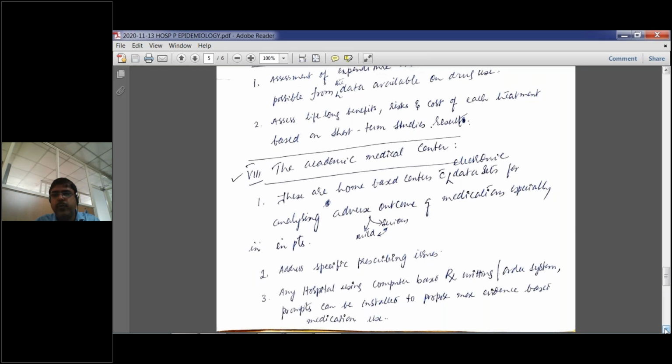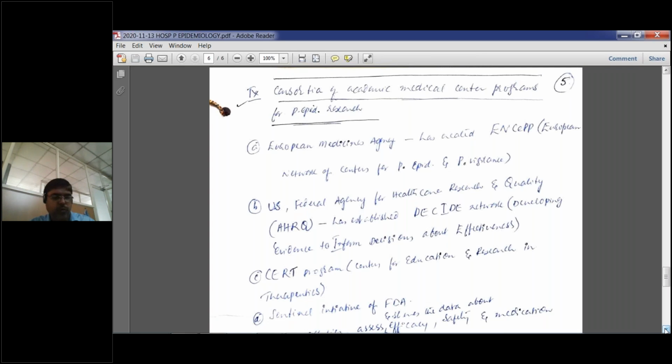The next approach where pharmacoepidemiology comes into use at the hospital setup is that they will have a consortia, or a combination of a number of units. It is like a network. Consortia is a kind of network of different medical centers. So they develop an agency, and based on the agency, they develop a network in order to get the information. For example, the European Medicines Agency has created a network known as the European Network of Centers for collecting the information about pharmacoepidemiology and pharmacovigilance.